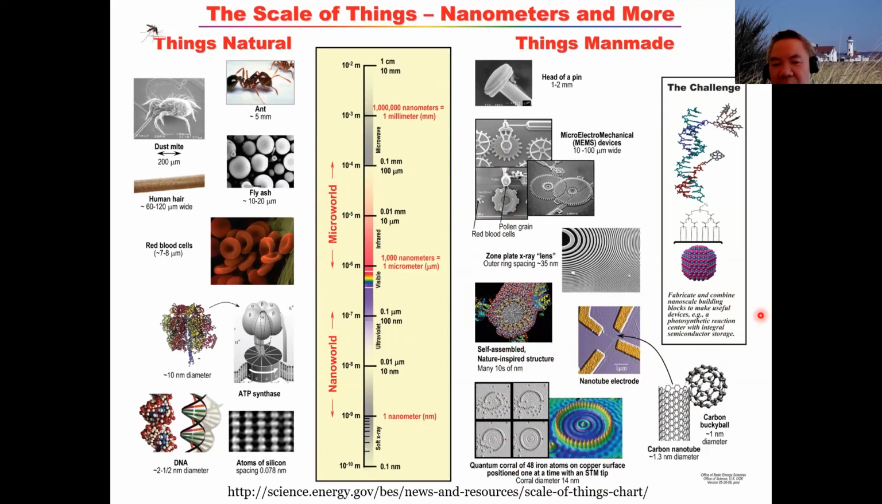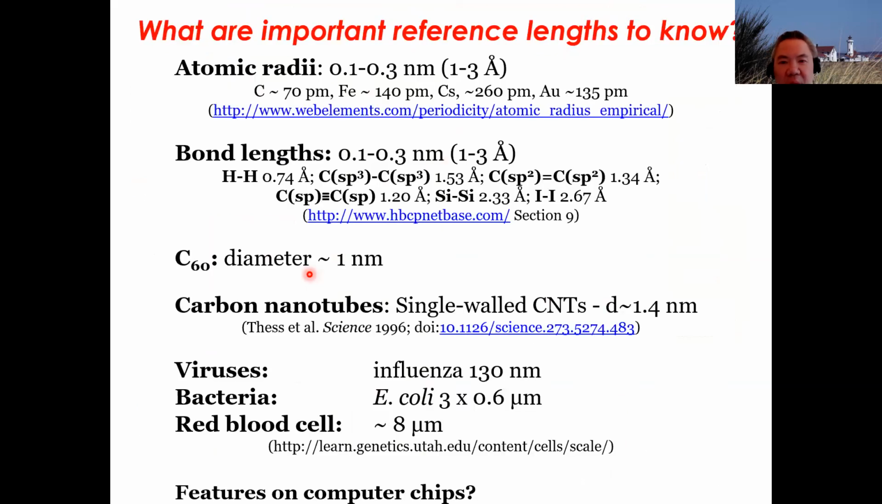And what we hope to do is to design materials that will behave just as well as, if not better, than what nature has already given to us. And so, as you can see, it's no small feat. It's quite hard to do. So what are the important reference lengths that we need to be aware of?